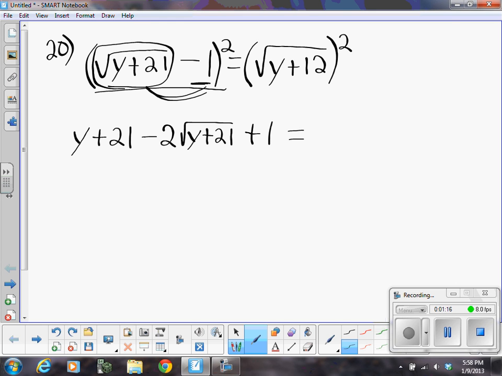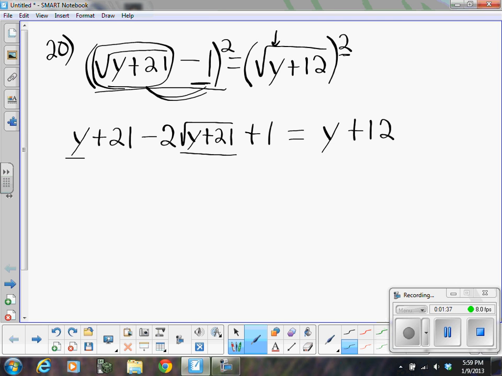On the other side of the equation, a square and a square root will cancel each other out to make y plus 12. Now, the rest of this is pretty much getting everything to one side and trying to isolate this square root by itself. Notice, though, that there's a y on this side of the equation and a y on this side, so those will cancel each other out, because if you were to subtract y from this side and y from this side, they would just cancel.